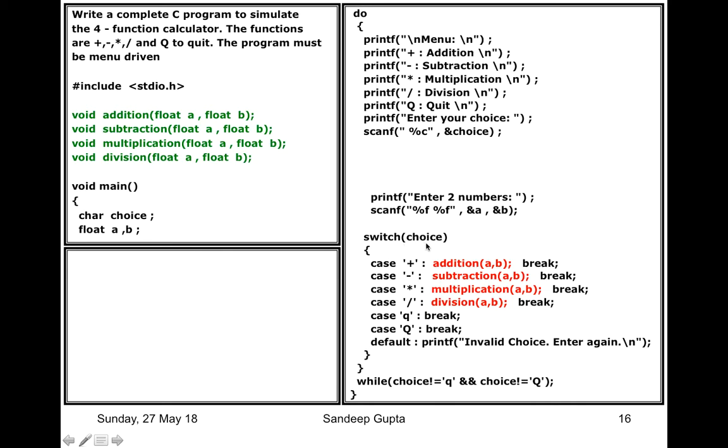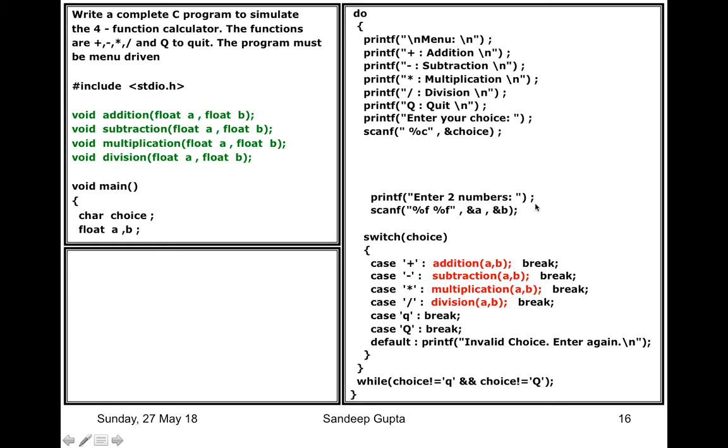Now just ask yourself what all values choice can take. So choice can take plus, minus, multiply, divide and q. So accordingly we have these cases, case plus, case minus and so on. Please note that we have put the symbol inside a single quote because they are all single characters.